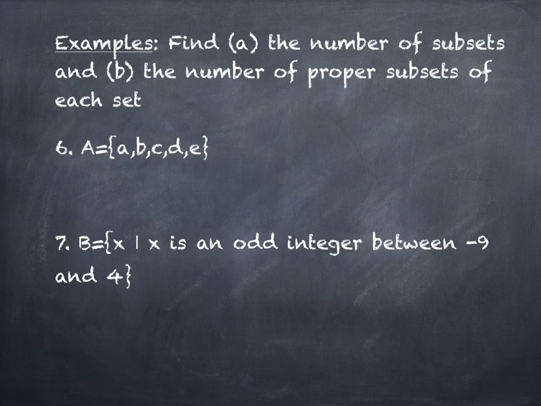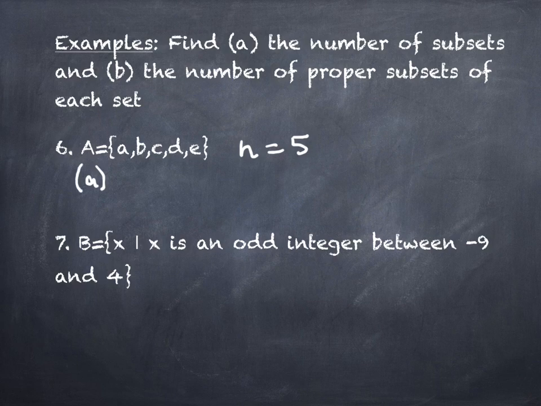Okay, we have 2 examples. We're supposed to find 2 things: A, the number of subsets, and B, the number of proper subsets for each set. So in order to do that, what do I have to identify first? The number of items in the set, right? Okay, so how many items are in set A? 5. So part A, I'm asked to find the number of subsets.